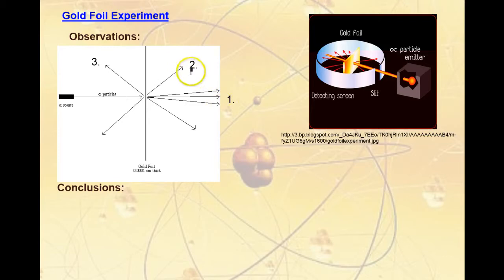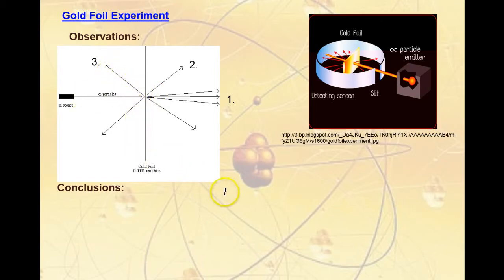The second observation is that some of the particles went through, but they were deflected at an angle. And then the third observation is that about 1 in 800 of the particles, so it's very, very few of the particles, didn't go through the foil at all, but shot backwards. Some straight back, some shot backwards at an angle.